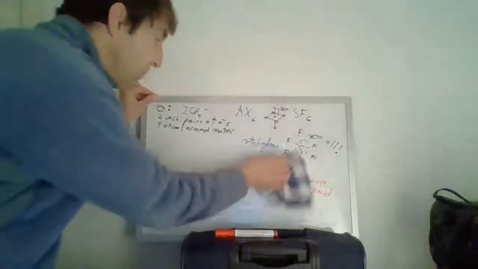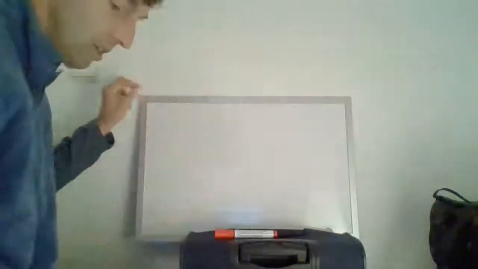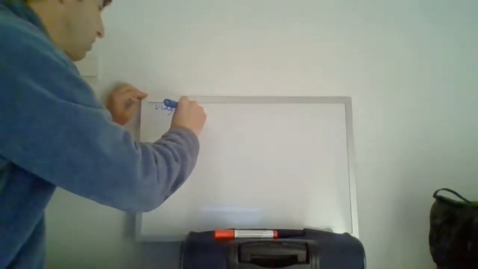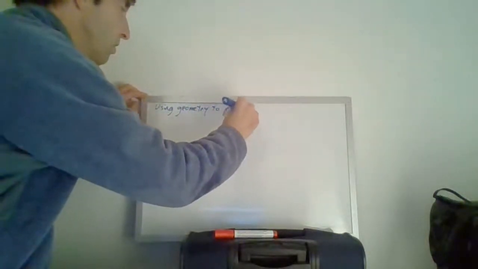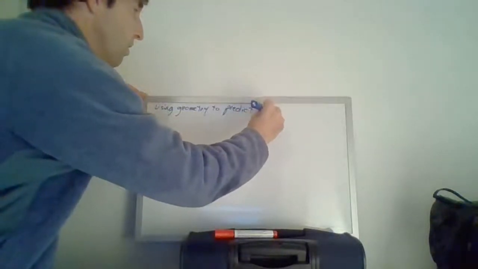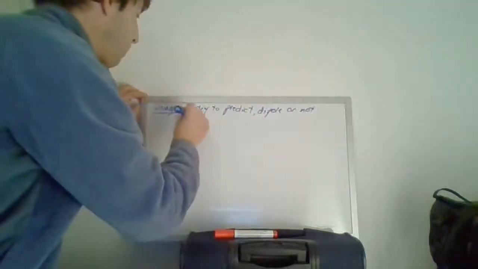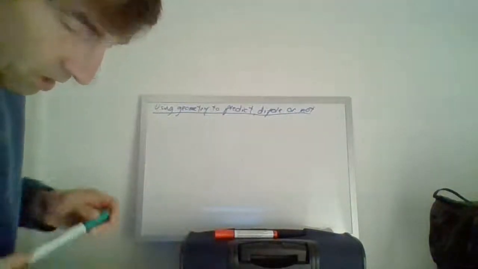I'm going to take the whole board and start all over. So we're going to call this using geometry to predict if there's a dipole or not. First one up, CO2.